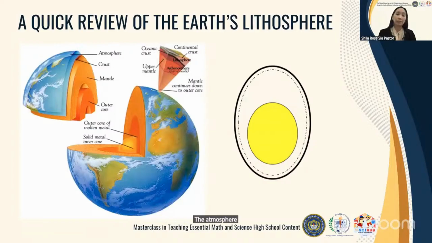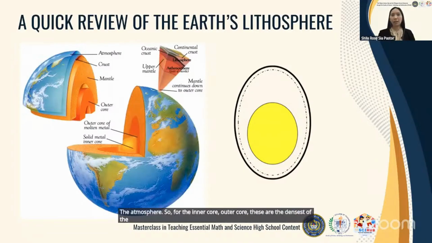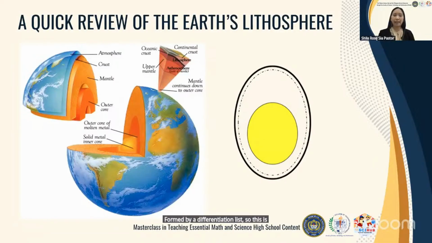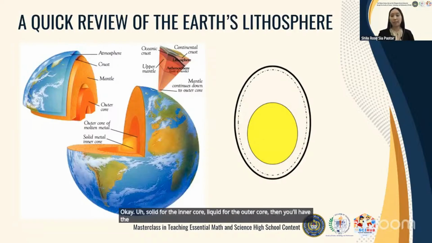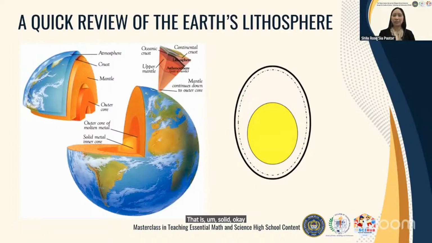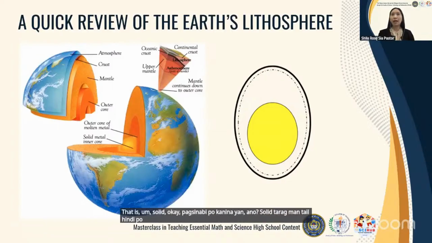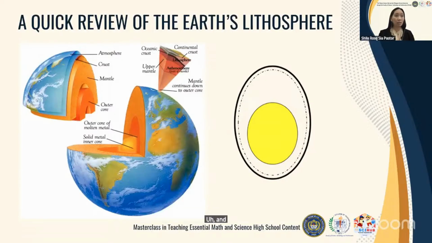The inner core and outer core are the densest of the metals that are formed by differentiation. This is iron and nickel, solid for the inner core, liquid for the outer core. Then you'll have the mantle, as stated earlier, that is solid. When that was said earlier, the mantle is really solid, it is not liquid. And you'll have the crust, that's the outer layer of the earth.